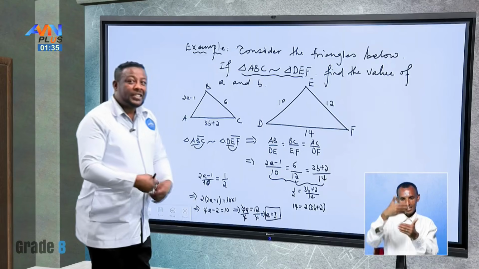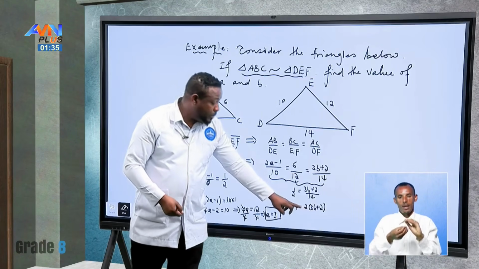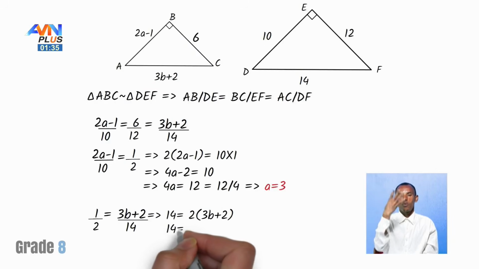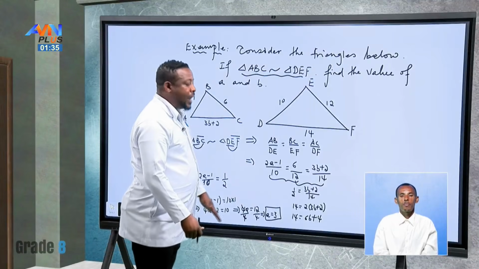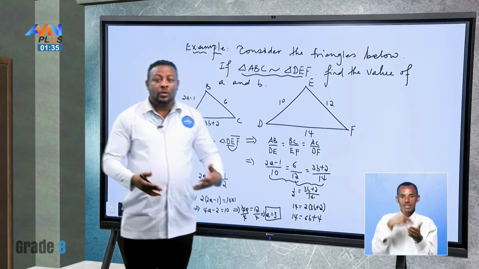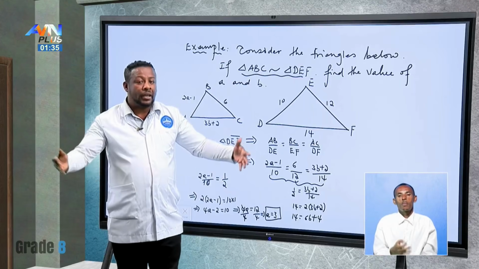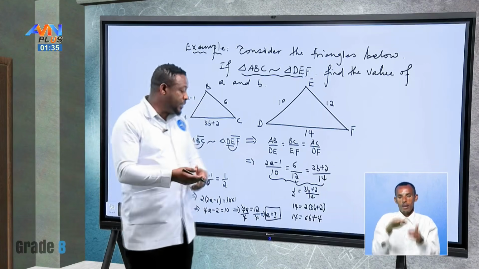Then the next step is distributing this number. Distribute this number, then you will get 14 is equal to 6b plus 4. Now the next step is we need to transform this 4, or take both sides minus 4. You can subtract 4 from both sides.